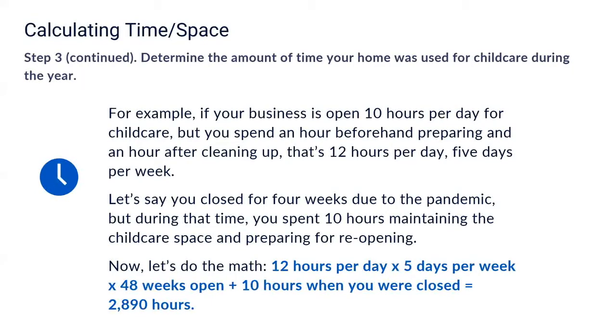12 hours per day multiplied by 5 days per week, multiplied by 48 weeks open, and then you'll add your 10 hours from when you were closed, but still preparing, and that adds up to 2,890 hours. So that is the amount of time that your home was used for childcare during the year.